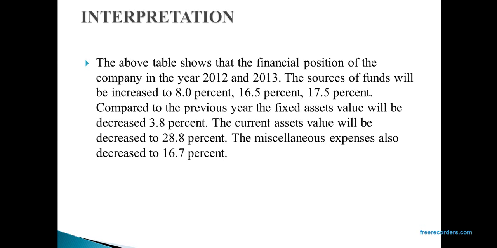Showing the comparative balance sheet for the year 2012 and 2013. Interpretation. The above table shows the financial position of the company in the years 2012 and 2013. The source of funds has increased by 8%, 16.5%, and 17.5% compared to the previous year. The fixed asset value has decreased by 3.8%. The current asset value has decreased by 28.8%. The miscellaneous expenses have also decreased by 16.7%.